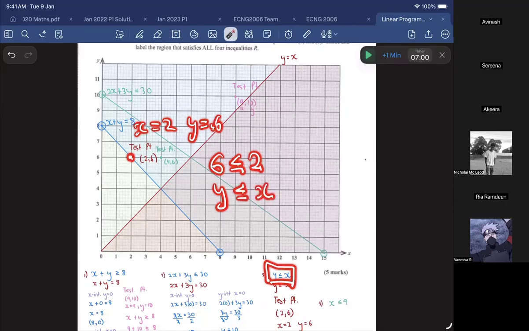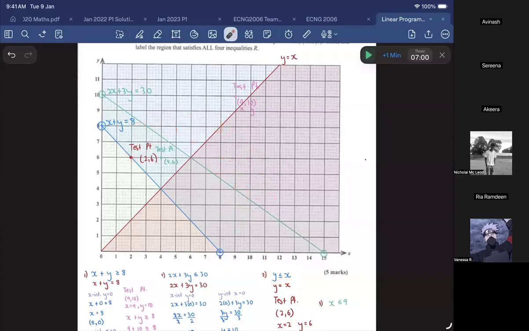But we were saying, this will be wrong, right? You can't say 6 is less than 2. You understand? You can't say that. What this actually represents is 6 is more than or equal to 2. But do we want y is more than or equal to x? No. Right?